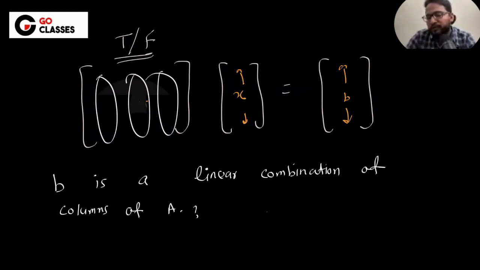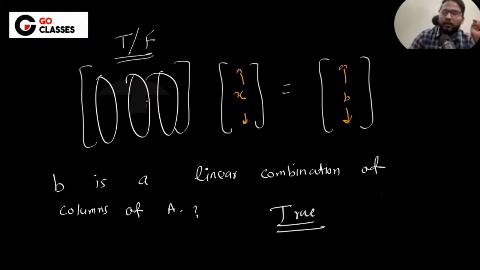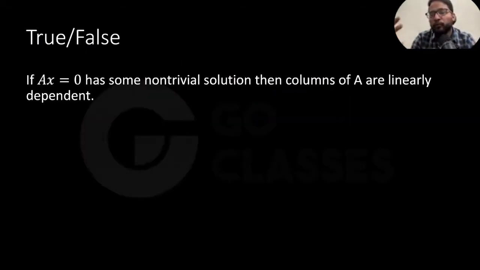This is true, right? Because B is always a linear combination of columns of A. So that's why I can say this. Now let's move to more interesting questions, and let's actually move to Ax equal to 0 or Ax equal to B.